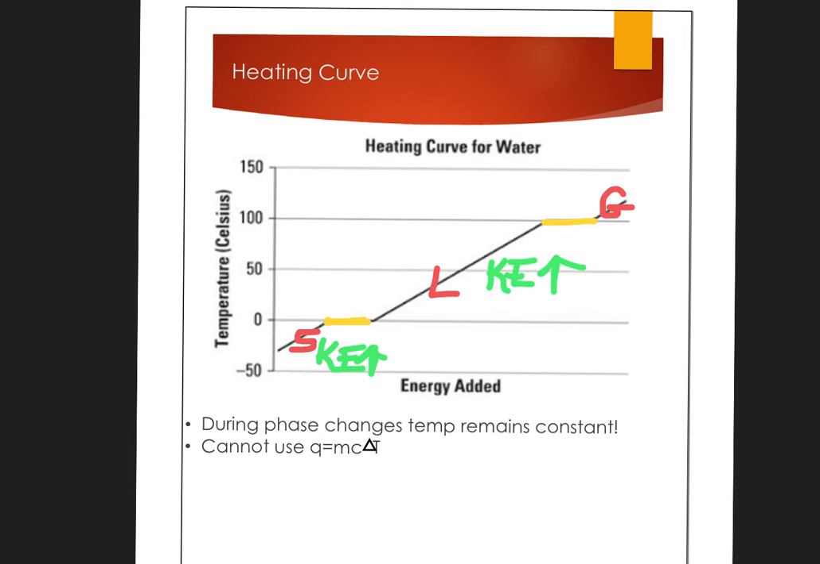At my plateau, where the temperature is constant, at that point, my potential energy is increasing. Remember, potential energy is stored energy. And this is how you remember it: plateau begins with P. Potential energy begins with P. So at the plateaus, the potential energy is increasing, and on the slants, where the temperature is changing, the kinetic energy is increasing.